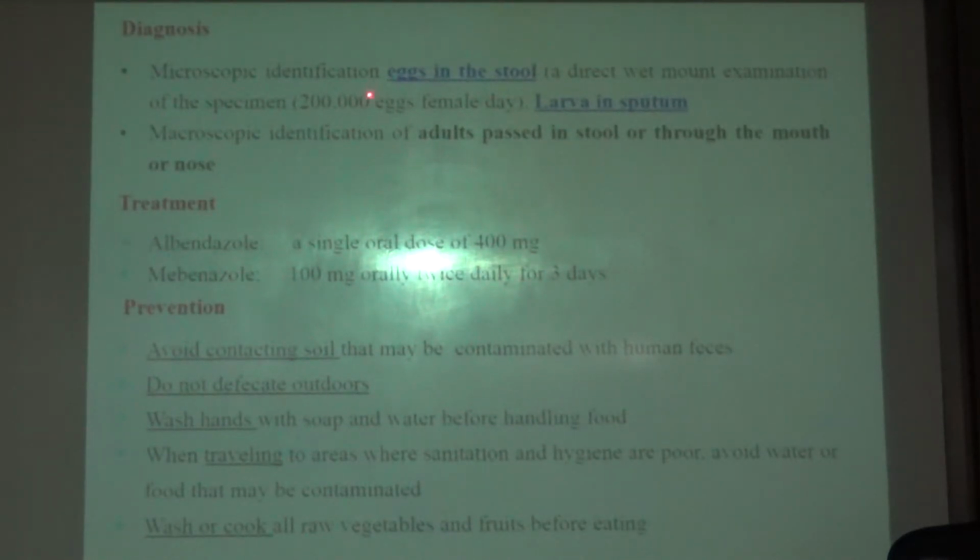Microscopic examination of eggs in the stool, you know two types of egg can be found, unfertilized and fertilized. Picture I have shown you. Sometimes larva can be seen in sputum, but it is rare.